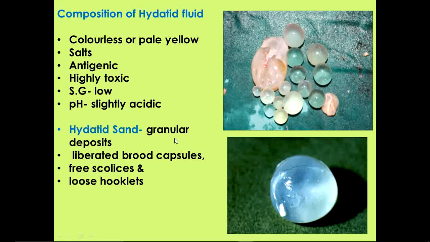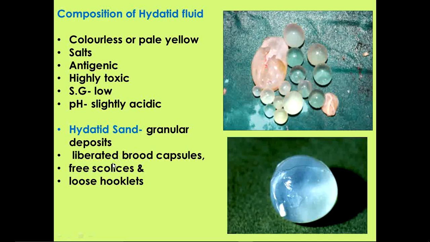Composition of hydatid fluid. So it is colorless or pale yellow, and it has lots of salts, by the way: sodium chloride, sodium sulfate, sodium phosphate, and various calcium salts. It is highly antigenic and highly toxic, though it has got a low specific gravity and has slightly acidic pH, which is around 6.7, and it looks like the white of a hard-boiled egg.